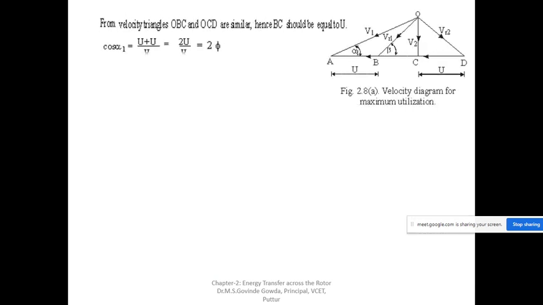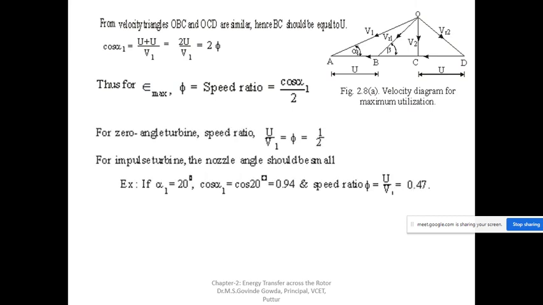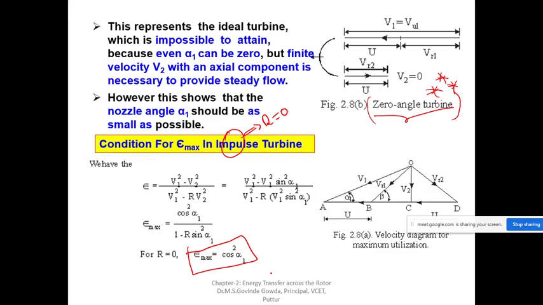So cos alpha 1 equals U plus U divided by V1, that is 2U by V1, 2 phi. Speed ratio is given by cos alpha 1. This we will see tomorrow, otherwise I will make it hurried. Okay, till here we have completed it. Tomorrow we'll see the next remaining things.